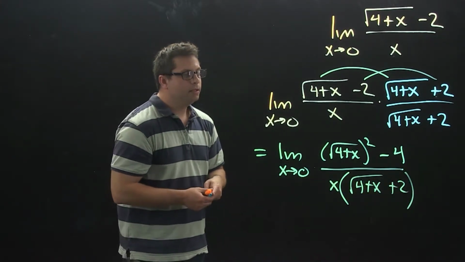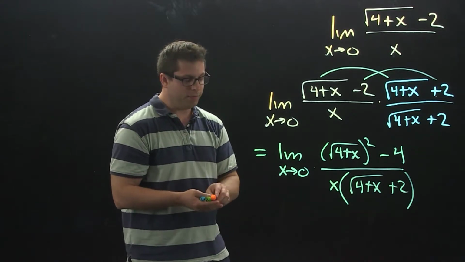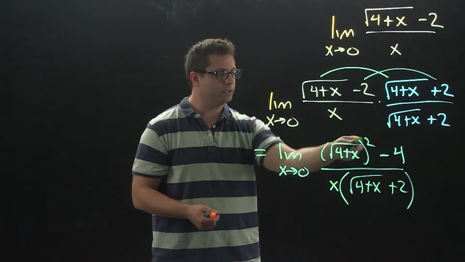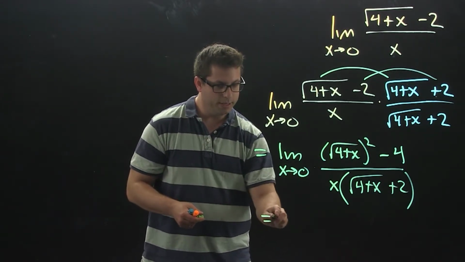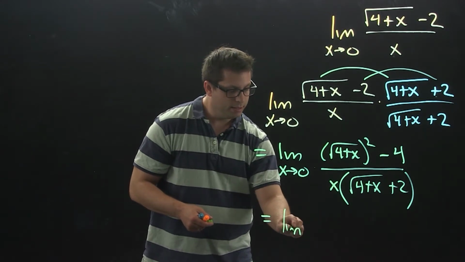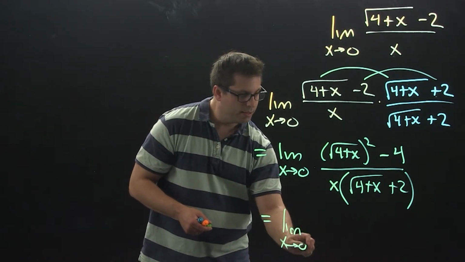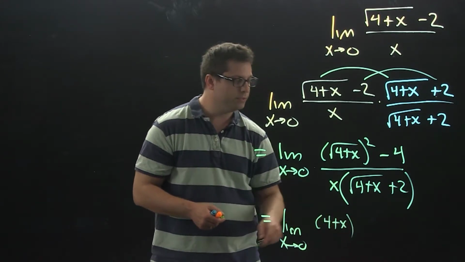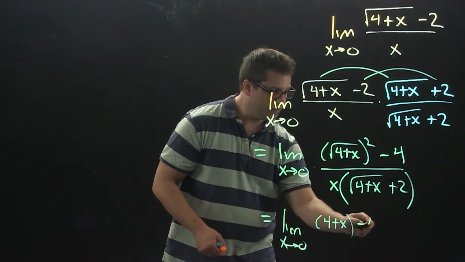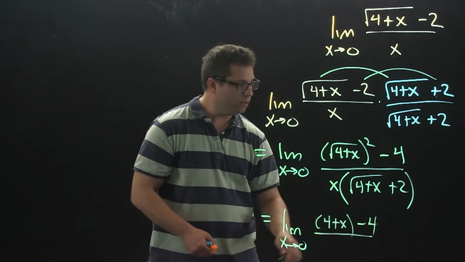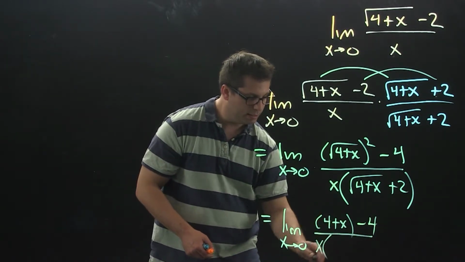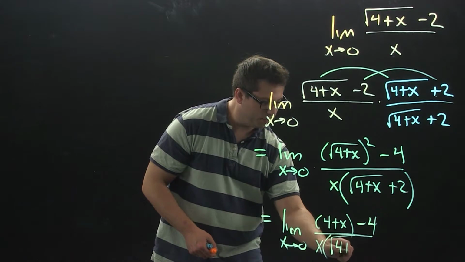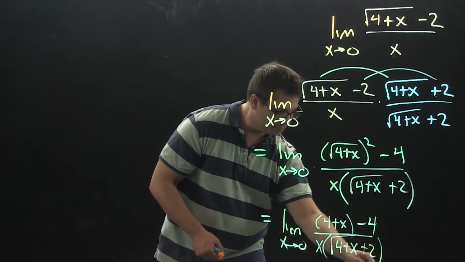Okay. Next, we'll just simplify the top. Since we are squaring a square root, we can simplify that. And so that will just give us the 4 plus x. It removes the square root. You have the minus 4 all over the x, times the square root of 4 plus x plus 2.